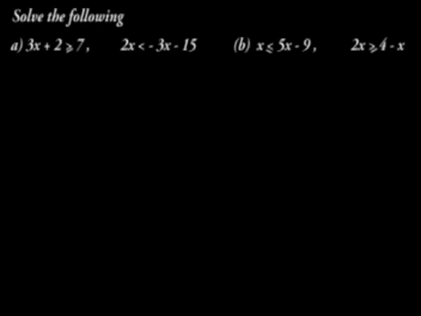Solving simultaneous inequalities. These are inequalities that must be satisfied at the same time. We solve each separately and then combine the results. For example, solve the following. A. 3x plus 2 is greater or equal to 7, and 2x is less than minus 3x minus 15. B. x is less or equal to 5x minus 9, and 2x is greater or equal to 4 minus x.